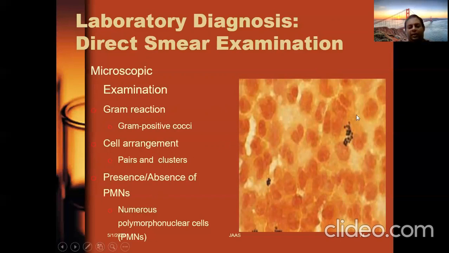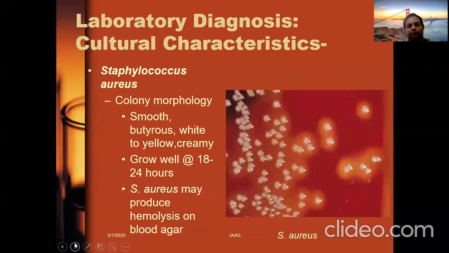Neutrophils can also be seen here, polymorphonuclear neutrophils. Usually with a pathogen, there are neutrophils also. So if only microorganisms are there without neutrophils, we can say probable contamination. So the direct smear provides an early clue. At the same time, we go for culture.